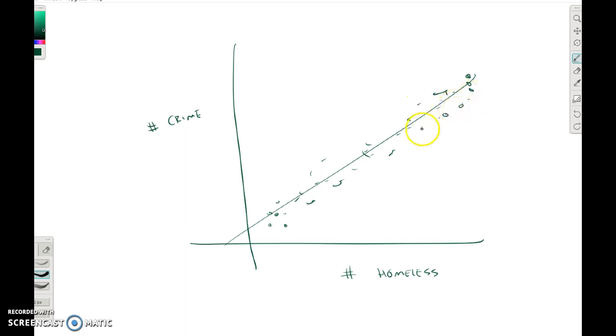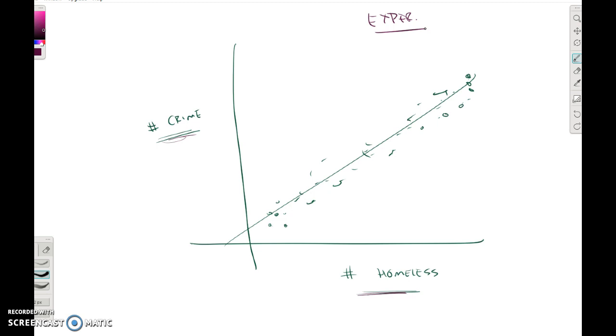So a statistics person might say, well, look there, homeless people are causing crime. And nothing could be further from the truth. Just because there's a relationship doesn't mean it's causal. You'd have to conduct an experiment, and this data doesn't come from an experiment. It's just an observational study.